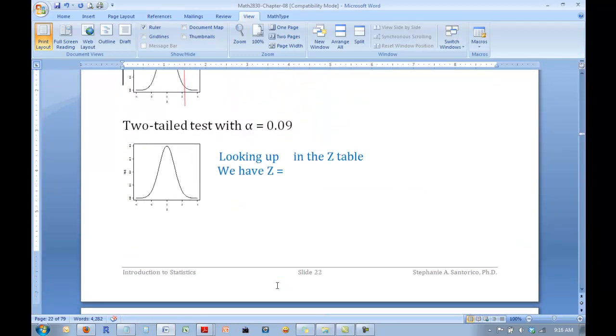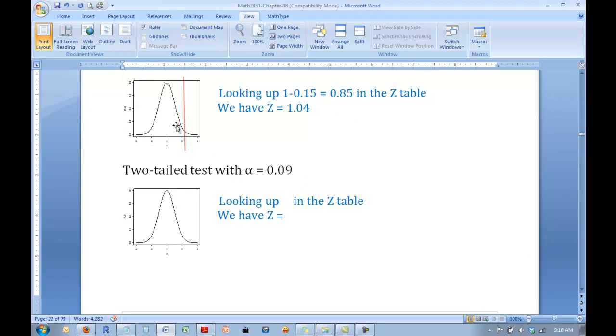And then finally, a two-tailed test. Two-tailed means I need to find the two values, one on each side, that split 0.09 in half. So 0.09 divided by 2 is 0.045. I'm going to put 0.045 over here and 0.045 over here. So I'm going to look up this one first.